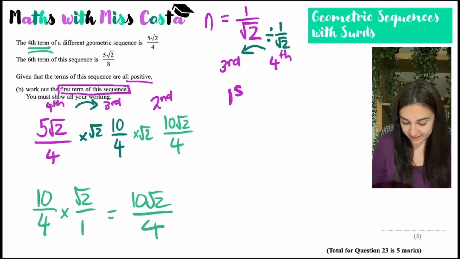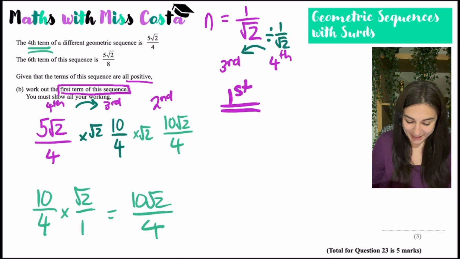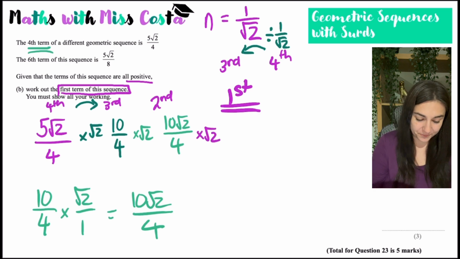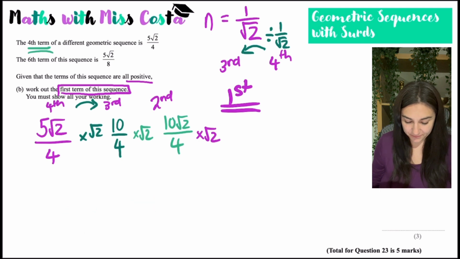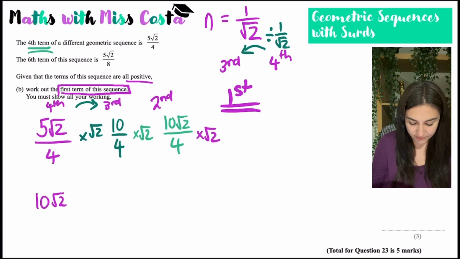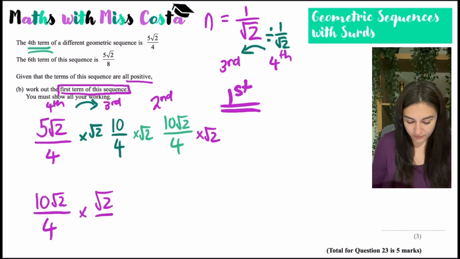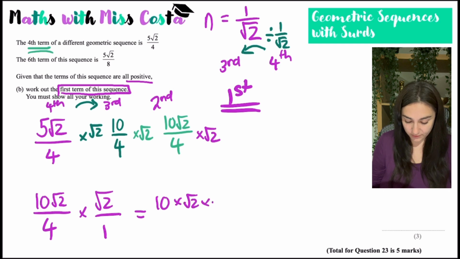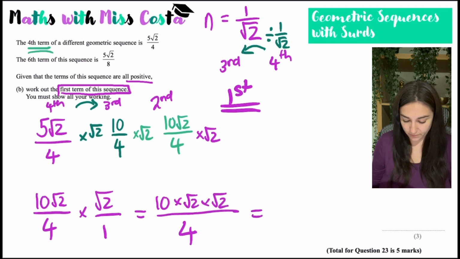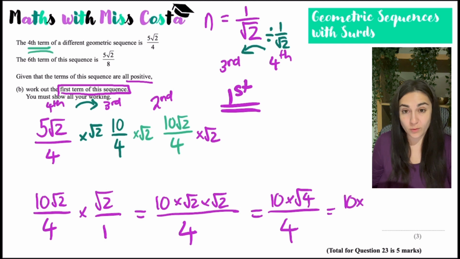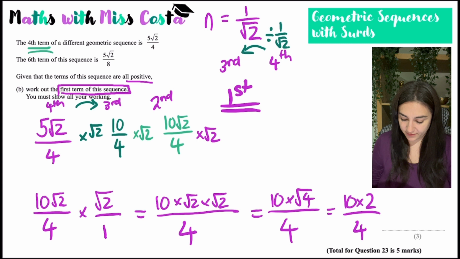And what's left to get to the 1st term? I'm going to have to multiply by root 2 again. So let's do that. I've got 10 root 2 over 4 times by root 2 over 1. So 10 times by root 2 times by root 2 over 4. And root 2 times by root 2 would simplify to root 4. And root 4, the square root of 4, is just 2. So I'd be left with 10 times 2 over 4, which is 20 over 4, which is 5.